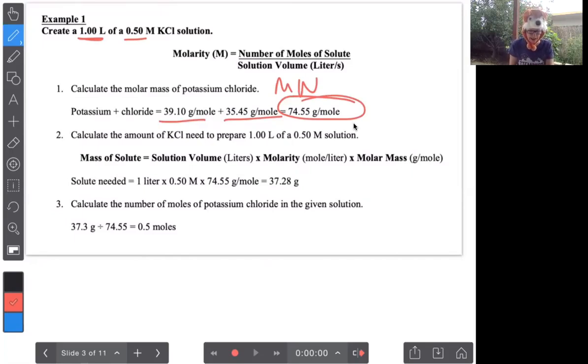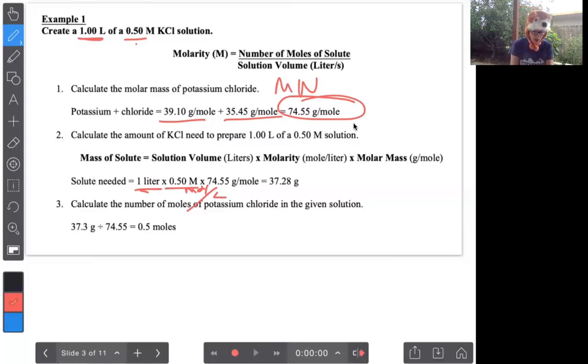So what do we need? We want 1 liter, right? So here's our 1 liter multiplied by 0.5 molar. Which is, what is molar? Sorry, moles per liter. It's hard to write small moles per liter. Times 74.55 grams per mole equals what?